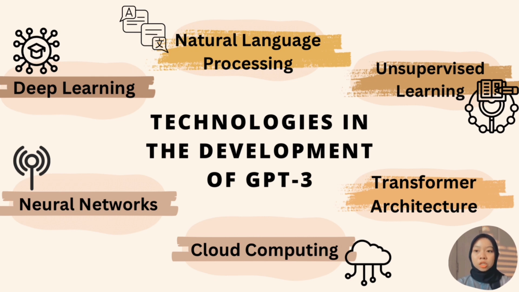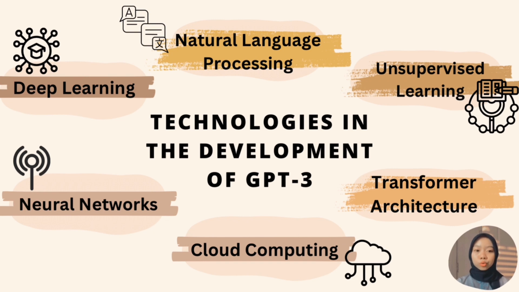And the fourth one is transformer architecture. GPT-3 uses the transformer architecture, which is a neural network architecture that uses a self-attention mechanism to process input data. Next, unsupervised learning. GPT-3 is trained using unsupervised learning, which means that it is trained on a large amount of data without any specific target outputs. And the last but not least is natural language processing. GPT-3 is an application of natural language processing, which is a field of study focused on developing algorithms and models for understanding and processing natural language.